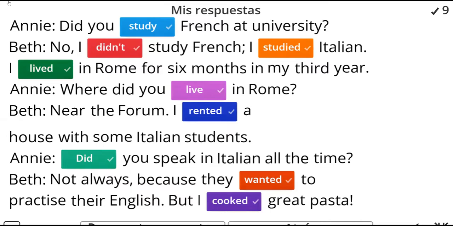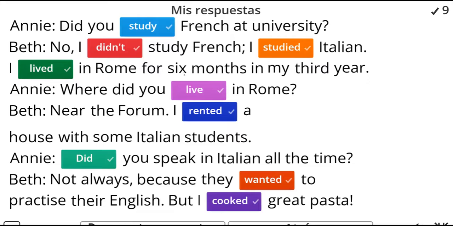Did you study French at university? No. I didn't study French. I studied Italian. I lived in Rome for 6 months in my third year. Where do you live in Rome? Near the Forum. I rented a house with some Italian students. Do you speak in Italian all the time? Not always, because they wanted to practice their English, but I cooked great pasta. Okay, thank you, ladies.